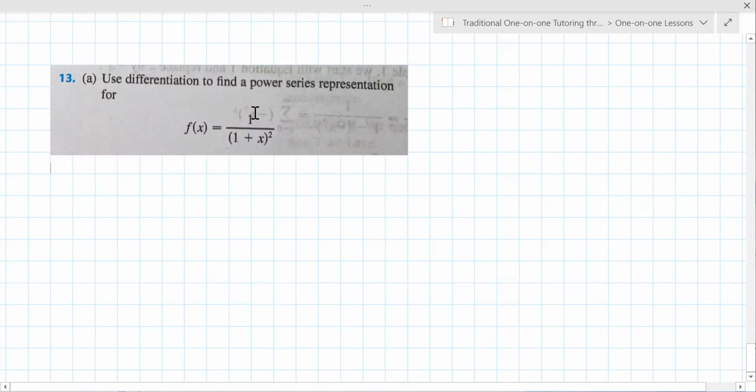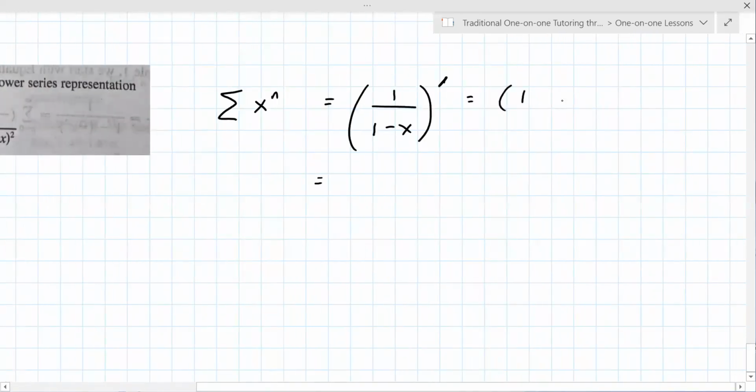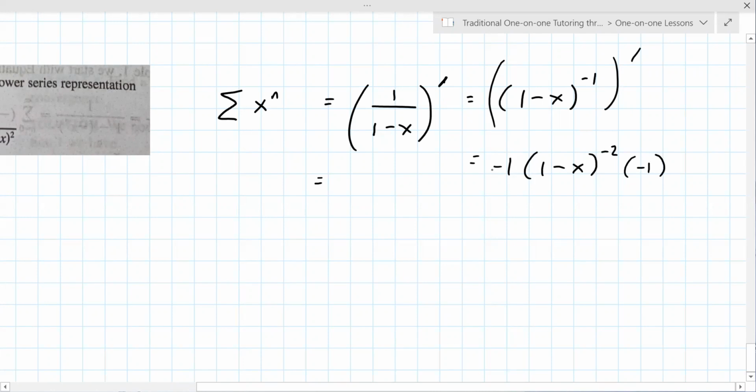All right, so with 13, what you're supposed to start with is, okay, sigma x to the n equals 1 over 1 minus x. If you take the derivative on the right here, it's kind of quotient rule, but you can also look at it like this, so it's power rule. So the derivative is -1, (1 minus x) to the minus 2 times the derivative of the inside, which is -1, which cancels with that. So you end up getting 1 over (1 minus x) squared.